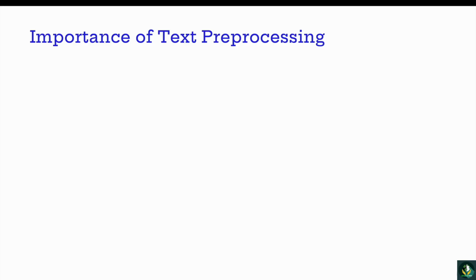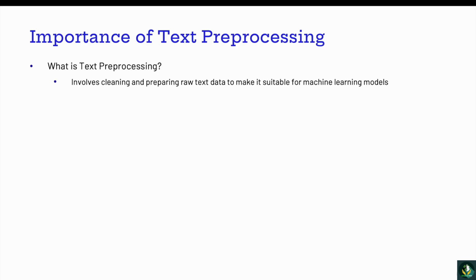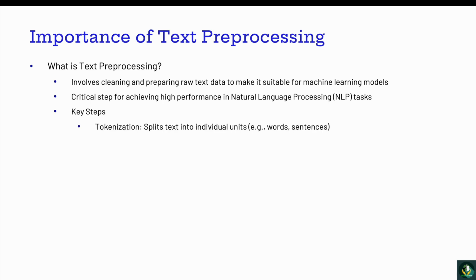Day 5. Today, let's start looking at importance of text pre-processing. Now first, what is text pre-processing? Text pre-processing involves cleaning and preparing raw text data to make it suitable for machine learning models. It is a critical step for achieving high performance in natural language processing tasks. Some of the key steps involve tokenization, which splits the text into individual units. Example, it can be words or sentences. Here is an example where I love NLP is split into I, love, and NLP, three different words.